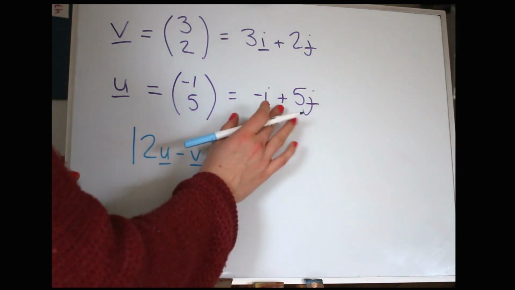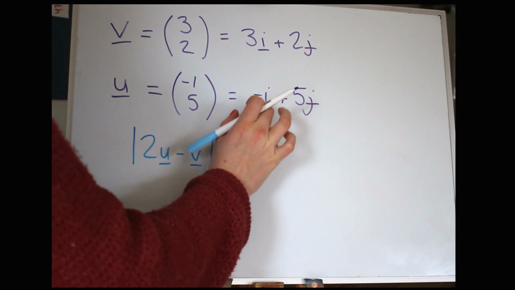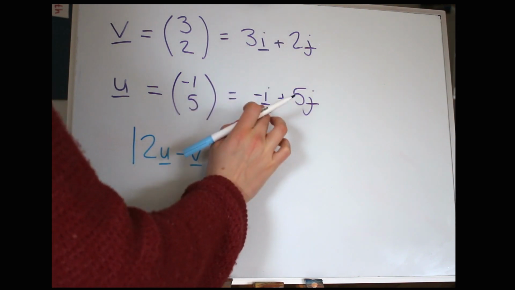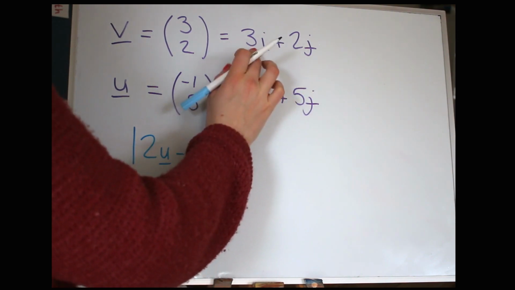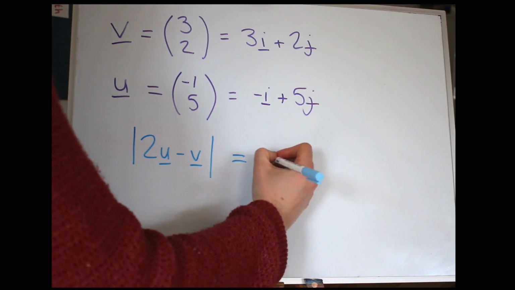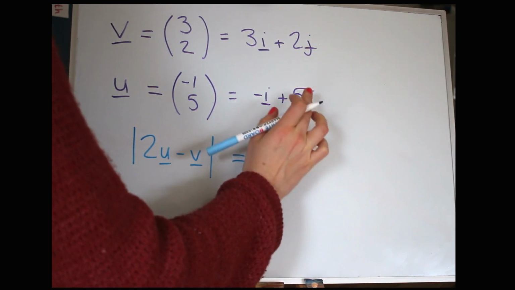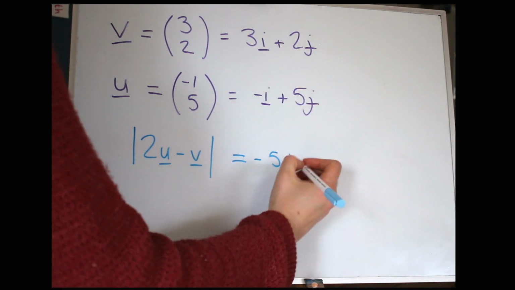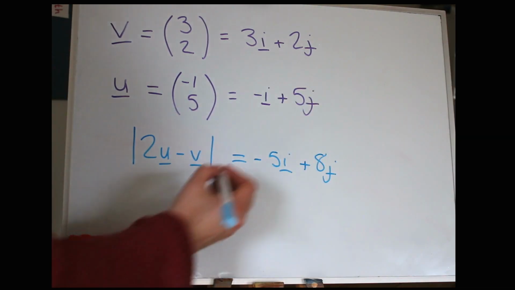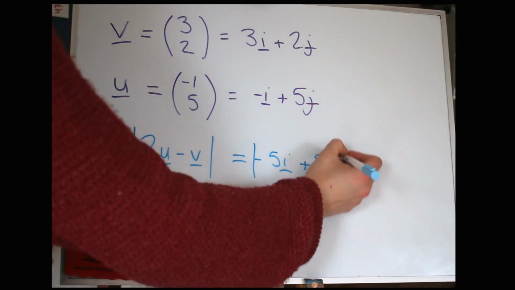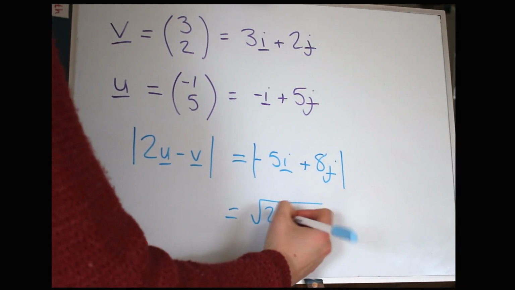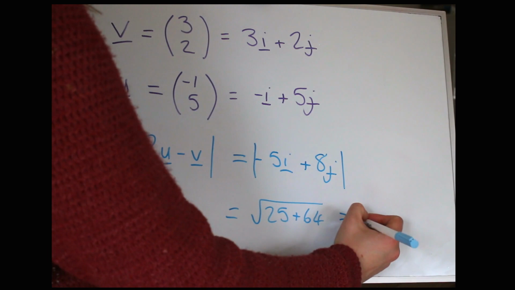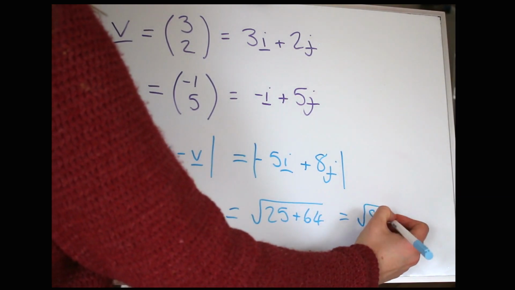So I'll use the i's and j's this time. 2 lots of this minus this, so -2 minus 3 is -5. And 2 lots of that minus that, 10 minus 2 is 8. And we're finding the modulus of that, and I make that to be root 89.